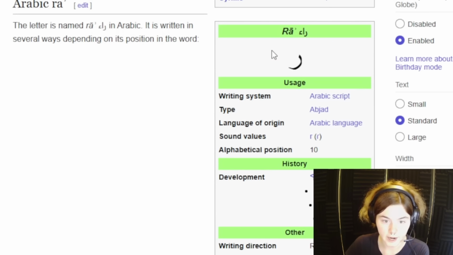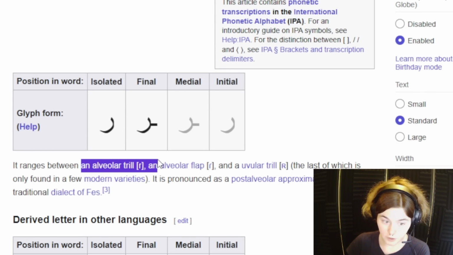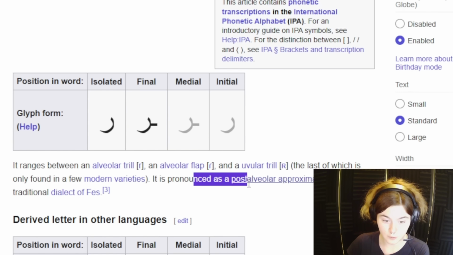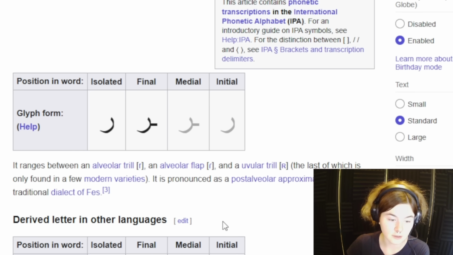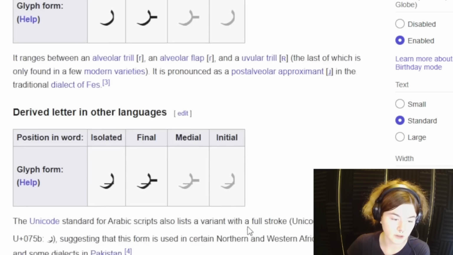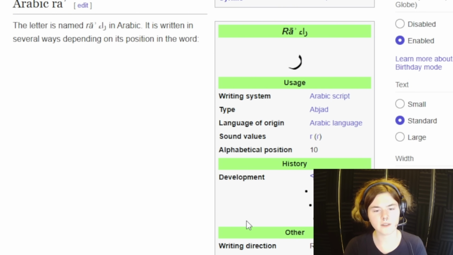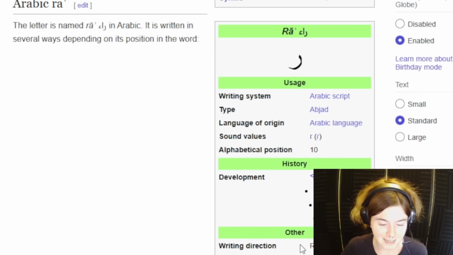Oh my gosh, I need to hurry up, Jesus Christ, okay. Rush. Alright, it looks like raw. It ranges between an alveolar trill, an alveolar flap, and an uvular trill. It is pronounced as a postalveolar approximant in the traditional dialect of Fez. Oh, good heavens. Okay. Alright, I think I found it. That just sounds like ra. Is it not just ra? Ra? Ra? Ah, this is so scary!